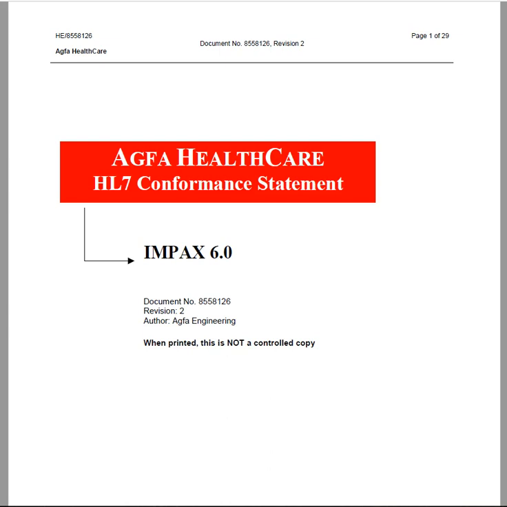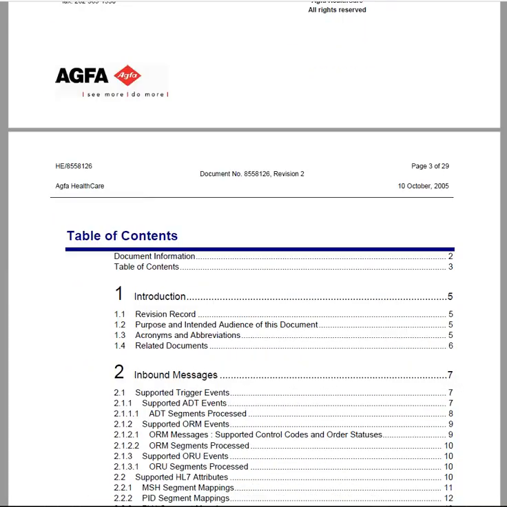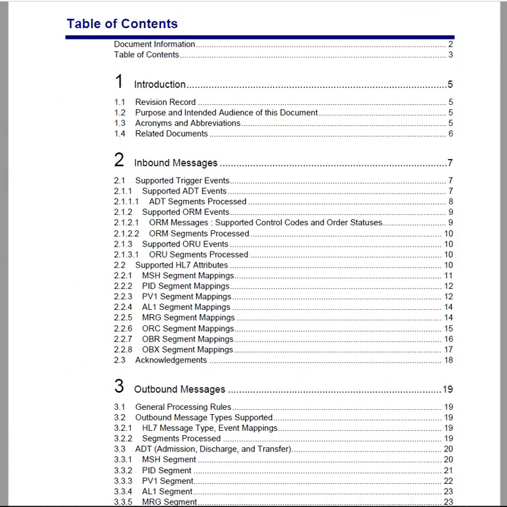This is for an AGFA Impax 6.0 PACS system, so it's important to remember that this is a PACS system HL7 document, and this is what the front cover looks like. It's not all that exciting. When you scroll down here, you run into the table of contents. The table of contents is very handy.